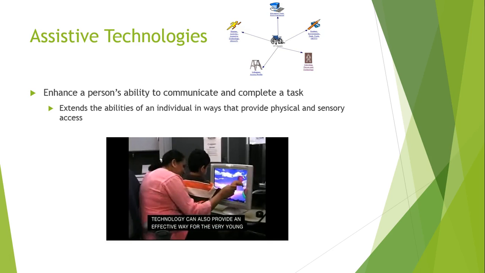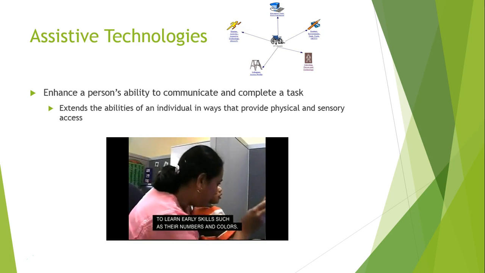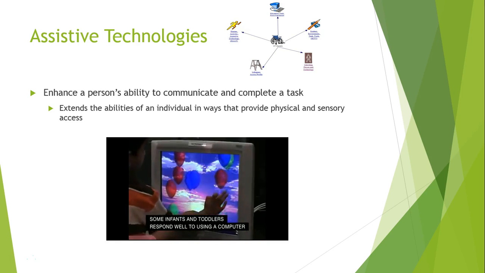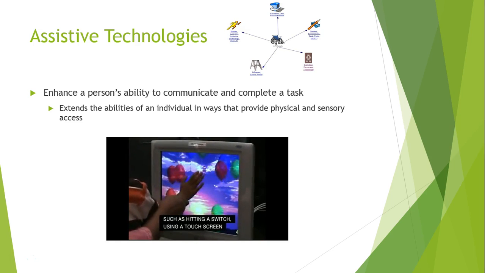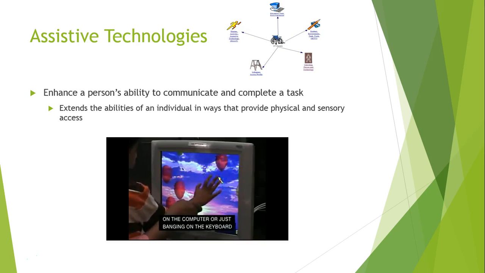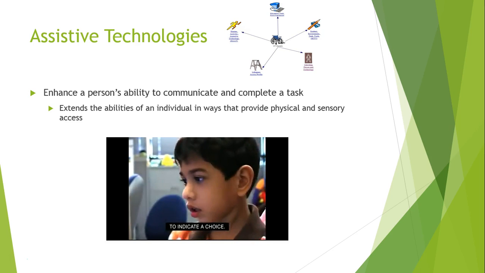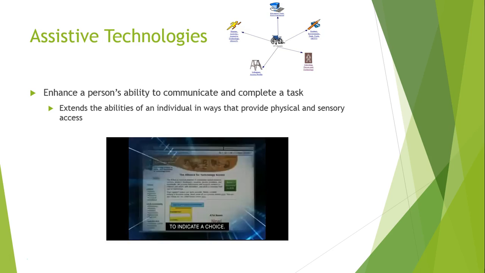Technology can also provide an effective way for the very young to learn early skills, such as their numbers and colors. Some infants and toddlers respond well to using a computer, such as hitting a switch, using a touchscreen on the computer, or just banging on the keyboard to indicate a choice. There are a lot of free games and learning software available on the internet for this age group.